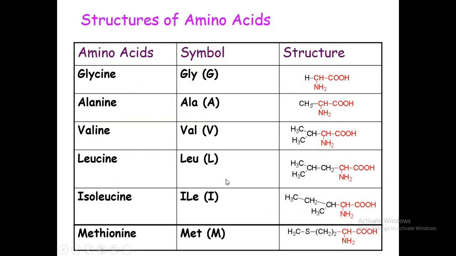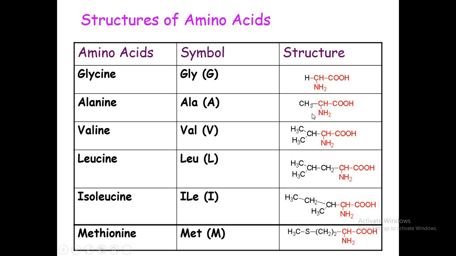So this is the standard definition of amino acid. As I have told you previously, there are 20 different types of amino acids existing in nature, and the reason we have different amino acids is that each amino acid has a different R group, that is, a different side chain.